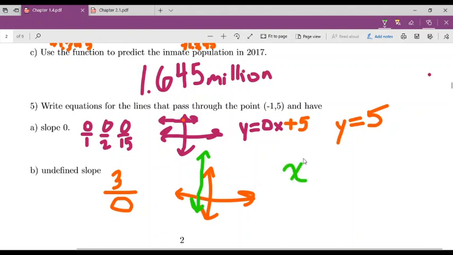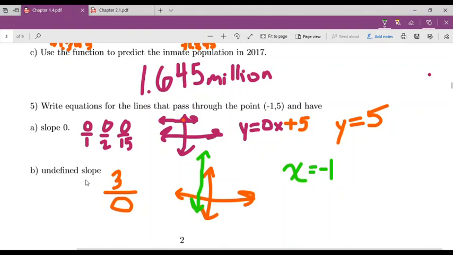Which means that what I'm actually going to have here, very similar to what I had before, is x equals -1, because x always equals -1. My y doesn't change here. My x just always equals -1. So my y could be anything here. Y could be 0, x is going to be -1. Y could be 4, x is going to be -1. Y could be -16, x is still going to be -1. So my equation is simply x equals -1.